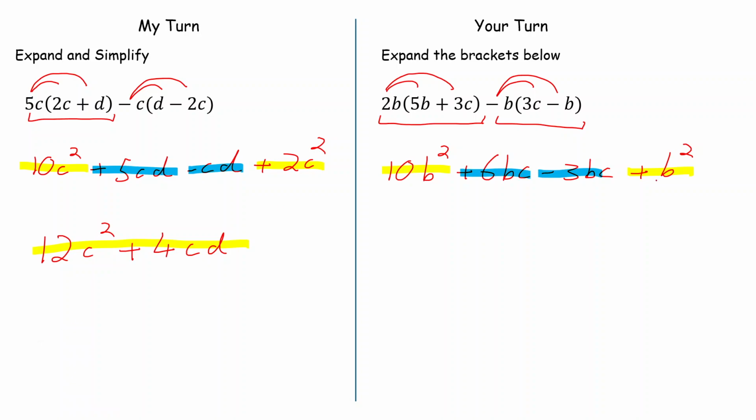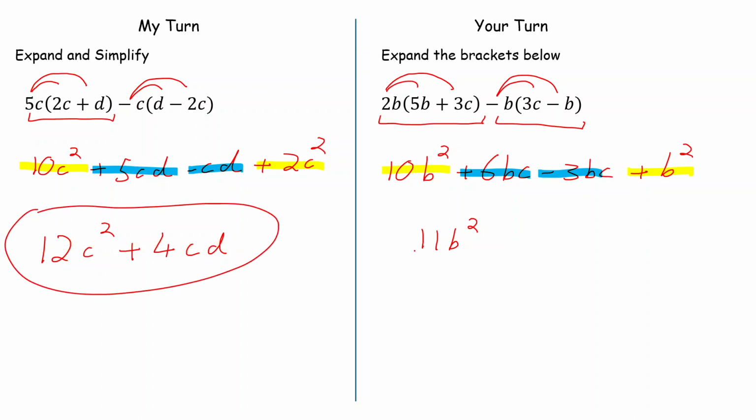So 10b squared add 1b squared is 11b squared. So let's make that a little bit nicer. That's your answer. And then you've got a plus 6bc, take away 3bc. Well, 6 take away 3 is positive 3, so plus 3bc. And this is your answer. And that is it for this video.